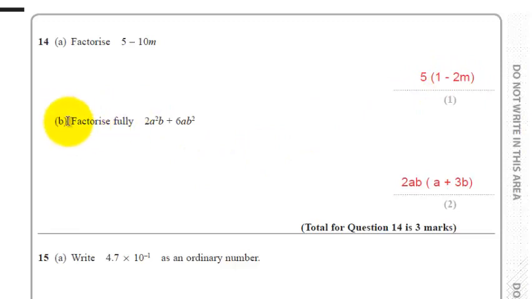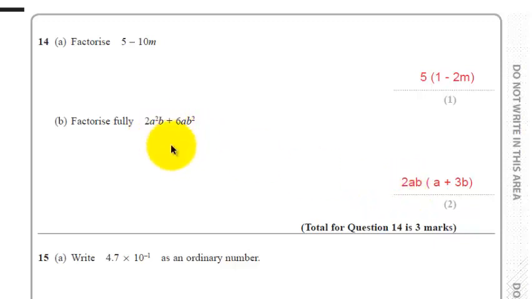Part B, factorise fully 2a squared b plus 6ab squared. The fully here means that you could factorise it and still have factors in the bracket, i.e. you haven't quite finished it. So we start with the numbers. What's the biggest factor? What's the biggest number that goes into 2 and 6? Clearly it's 2. So the 2 is outside the bracket.